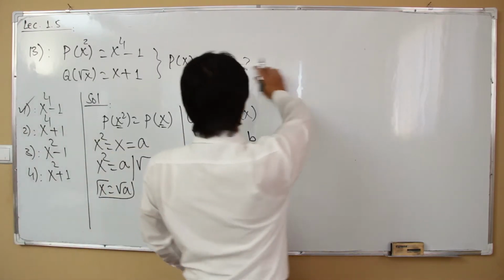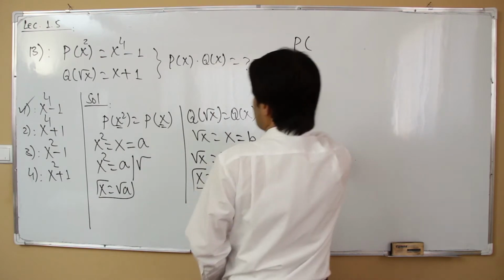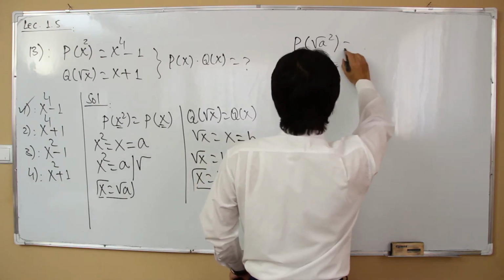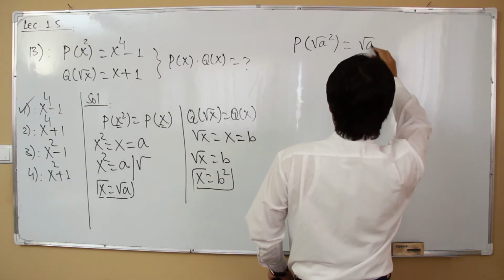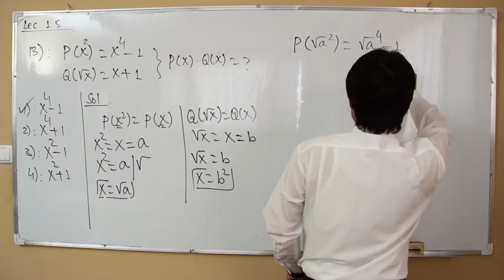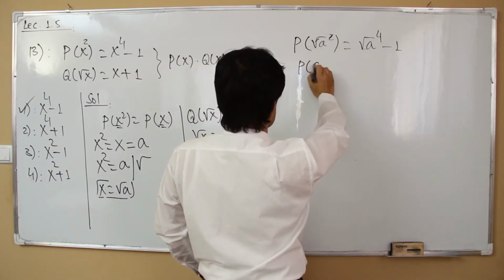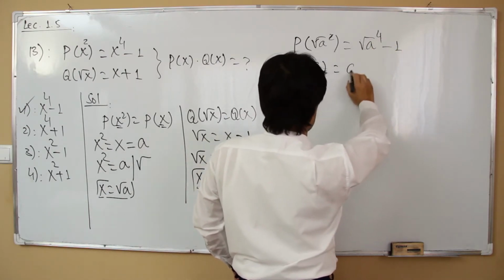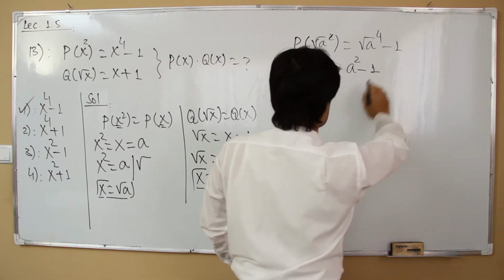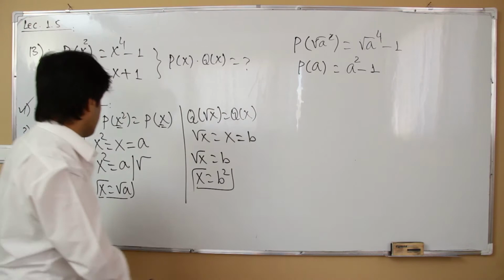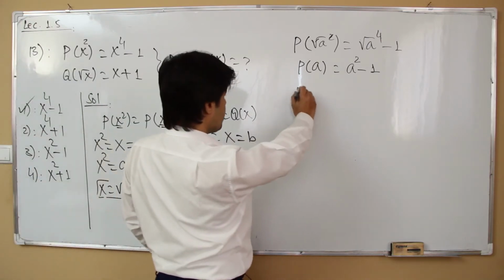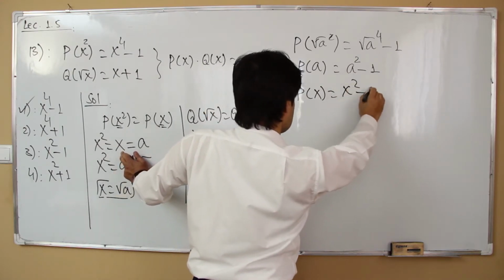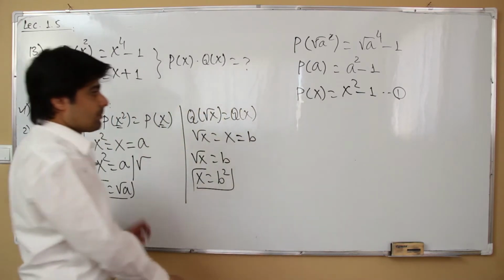Yes. Now p(x²) times... instead of x, root a squared is equal to, instead of x, root a raised to the power 4 minus 1. Then this one and this one are cancelled. We will find a to the power 2 minus 1. Now this is not p(a). a is x. So p(x) is this. Instead of a, it is x² minus 1. This is the first equation. We found it.